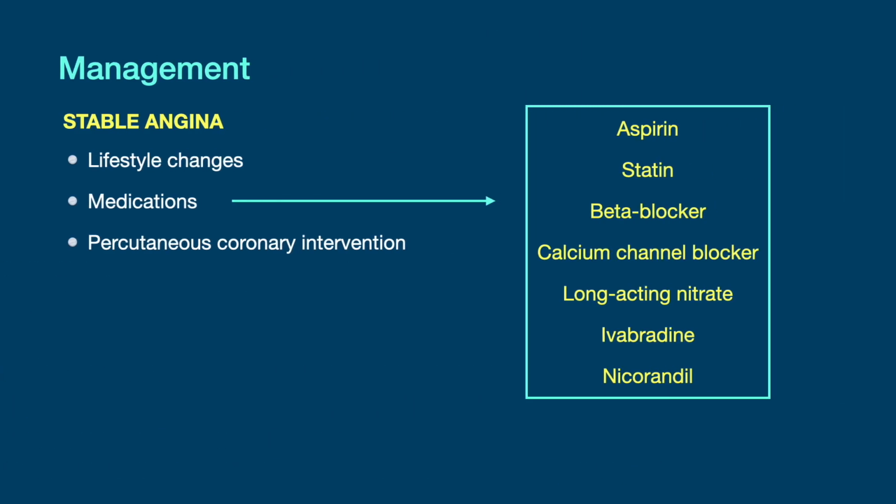The management of stable angina comprises lifestyle changes, medication, percutaneous coronary intervention, and surgery. NICE produced guidelines in 2011 covering the management of stable angina. All patients should receive aspirin and a statin in the absence of any contraindication, and sublingual glyceryl trinitrate to abort anginal attacks. NICE recommends using either a beta blocker or a calcium channel blocker first line based on comorbidities.